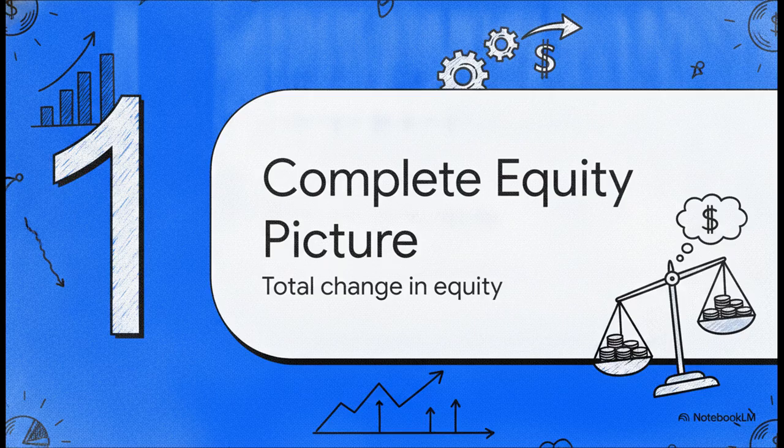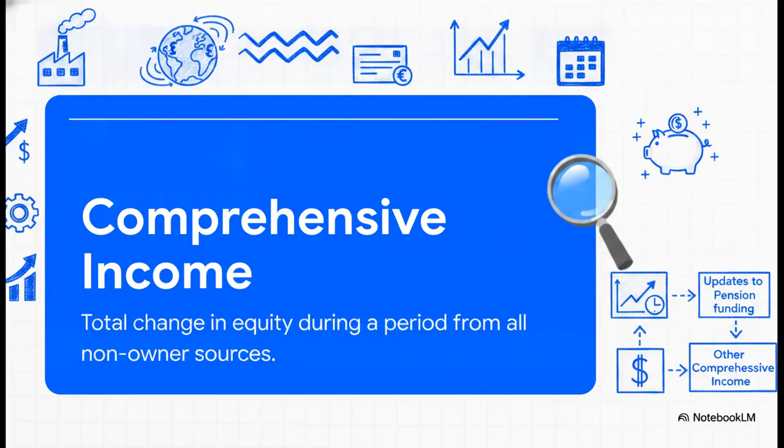Because when we're analyzing financials, what we're really trying to measure at the end of the day is overall value creation. And that brings us to the core definition. Comprehensive income is the total change in a company's equity during a period from all non-owner sources. Basically, we're excluding things like issuing stock or paying out dividends to your shareholders. Instead, we're capturing every other dollar that moves the needle on the company's net worth.